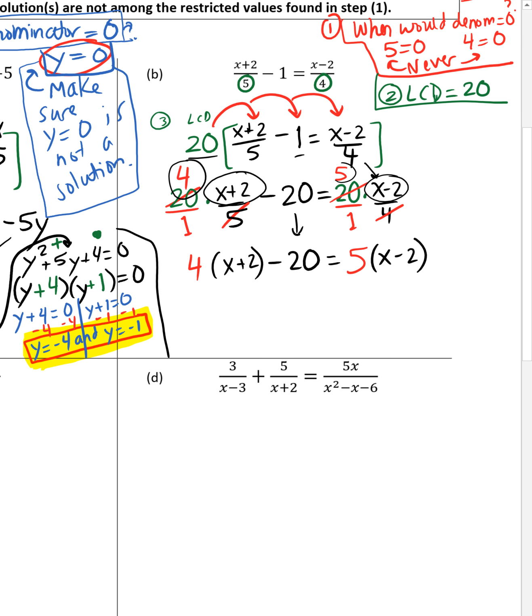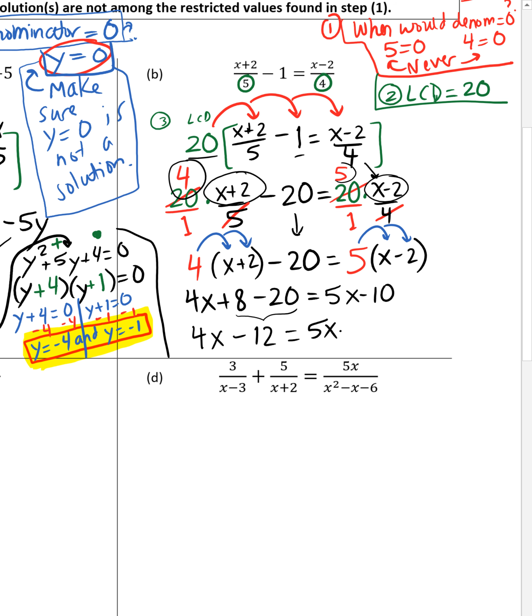I think what I would do first is, you don't want to see any parentheses in your equation, so I distribute the 4 here, and distribute the 5 here, and then we'll see what happens from there. If I distribute the 4, I'll get 4x plus 8, and then there's the minus 20 that's been waiting for everything else. And then if I distribute the 5, I'll have 5x minus 10. I have a few like terms on the left side here. 8 and -20 makes -12. Okay, so far so good.